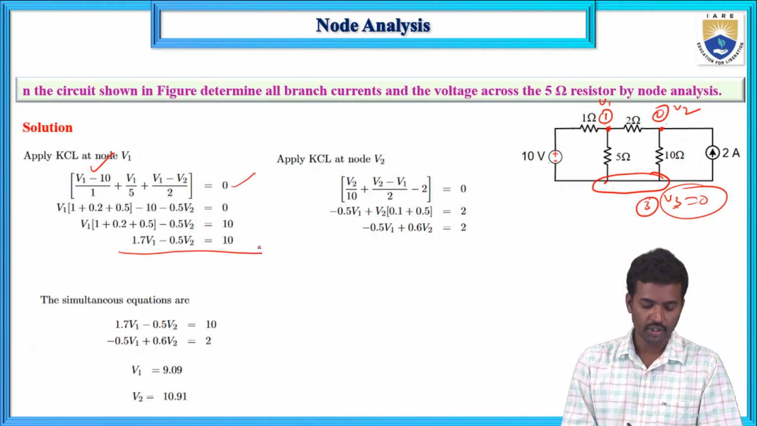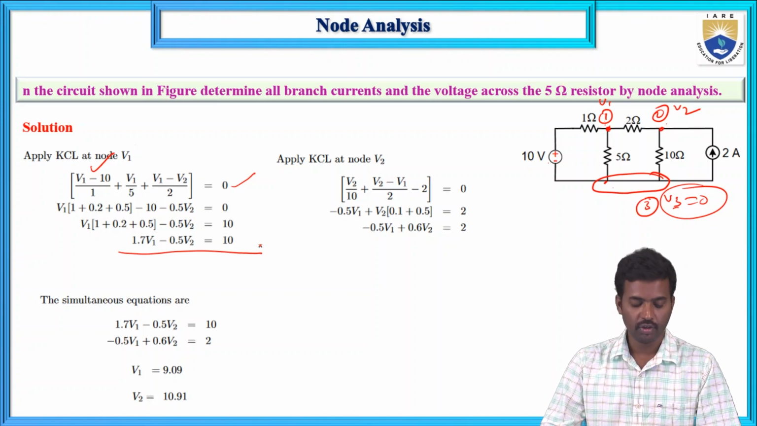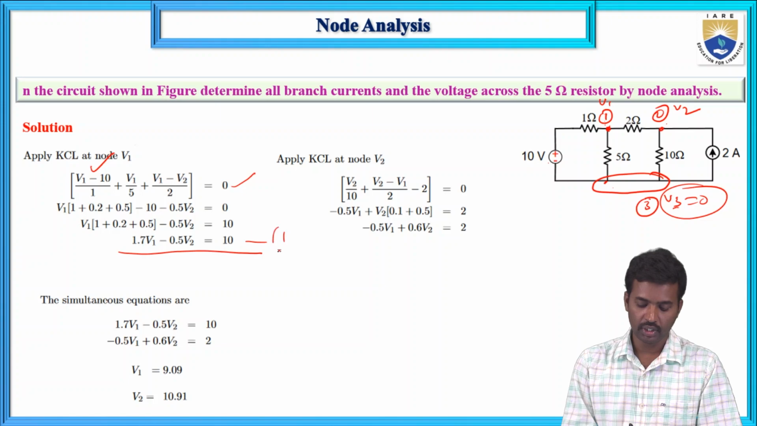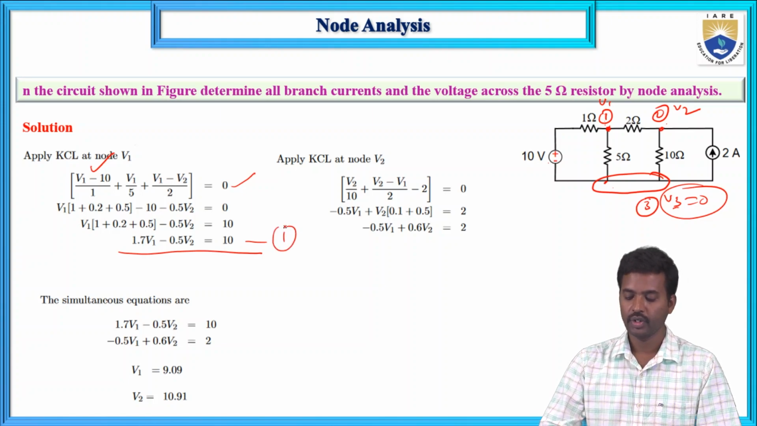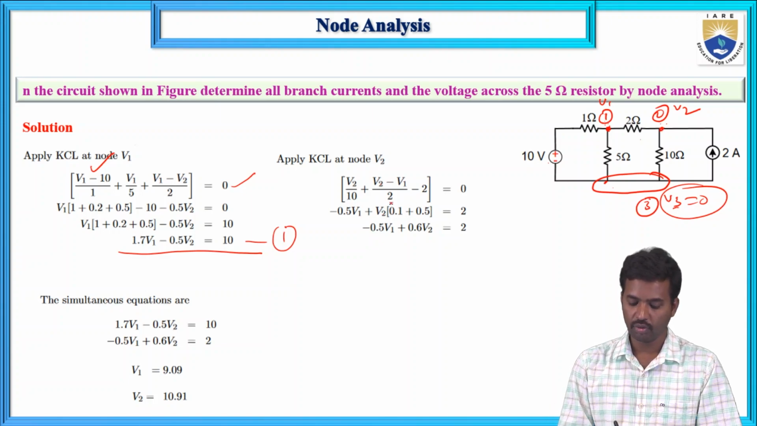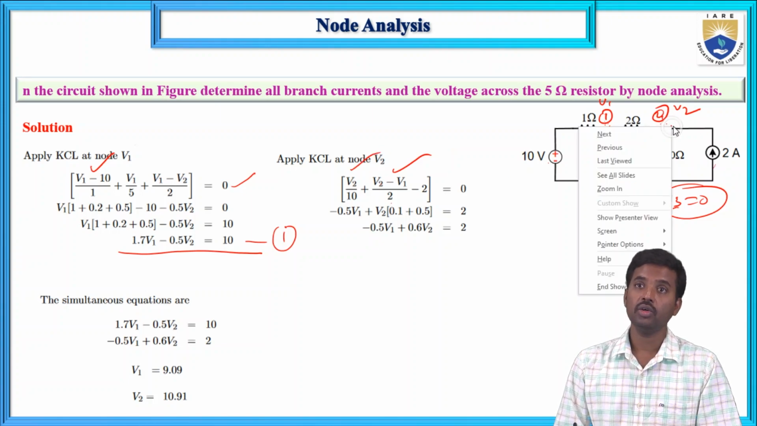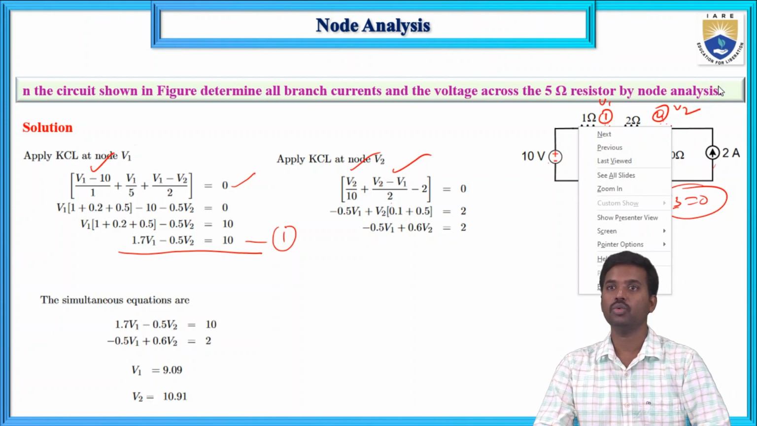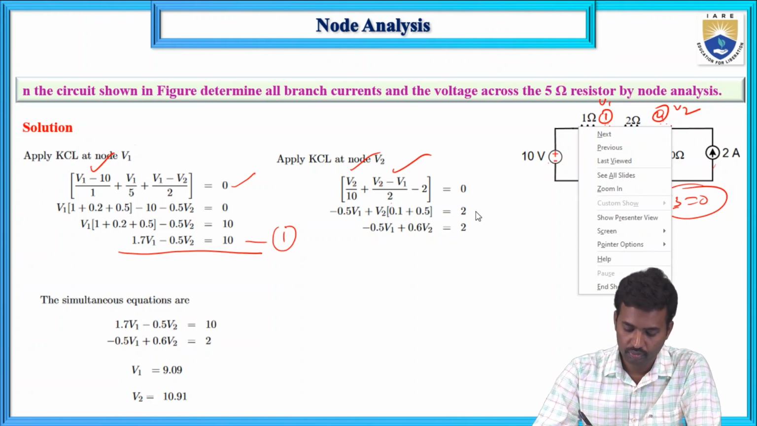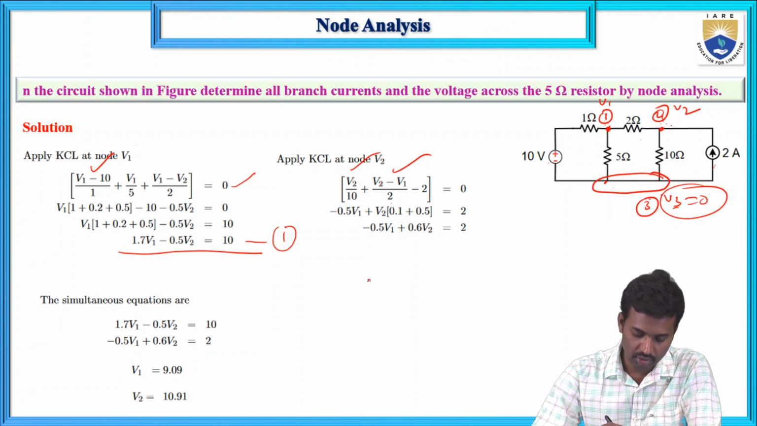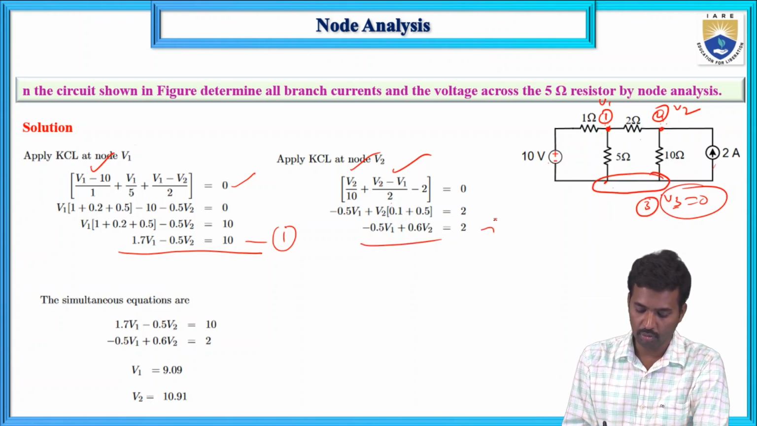So now if you simplify this one, 1.7 V1 minus 0.5 V2 is equal to 10, that is equation number 1. Next, if you apply KCL at this node, V2 minus V1 by 2, and V2 minus 0 by 10, and this is entering current. So LHS side minus 2 and RHS side plus 2. This is equation number 2.